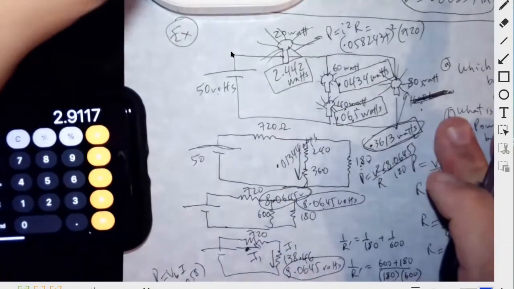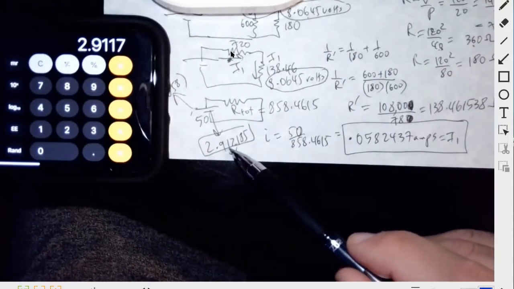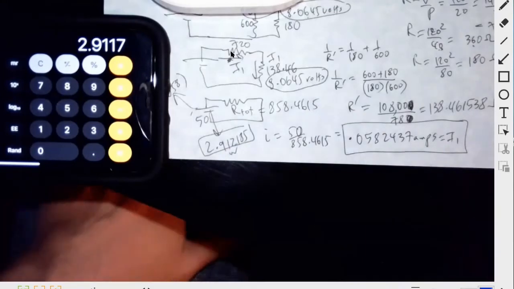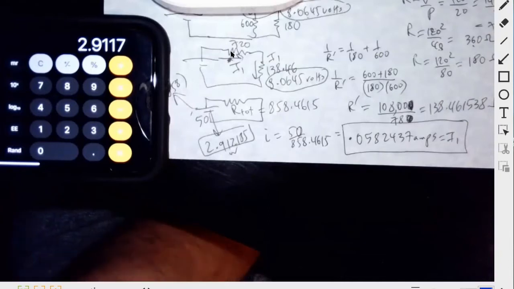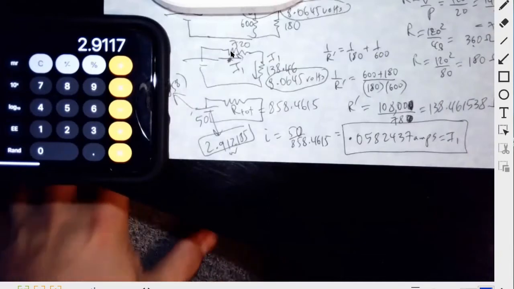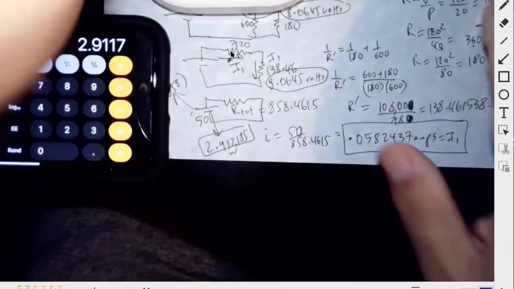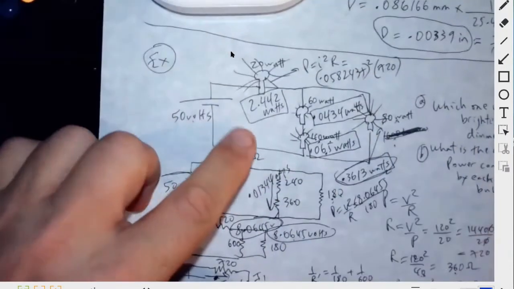It's not quite what I have here, even though I used that many decimals. So I'm getting 2.9117, but yeah, it's rounding error pretty much. That's pretty close. So you see the power is conserved. Whatever the battery is producing, the resistors and the light bulbs are consuming. So now the conclusion as to which one's the brightest.